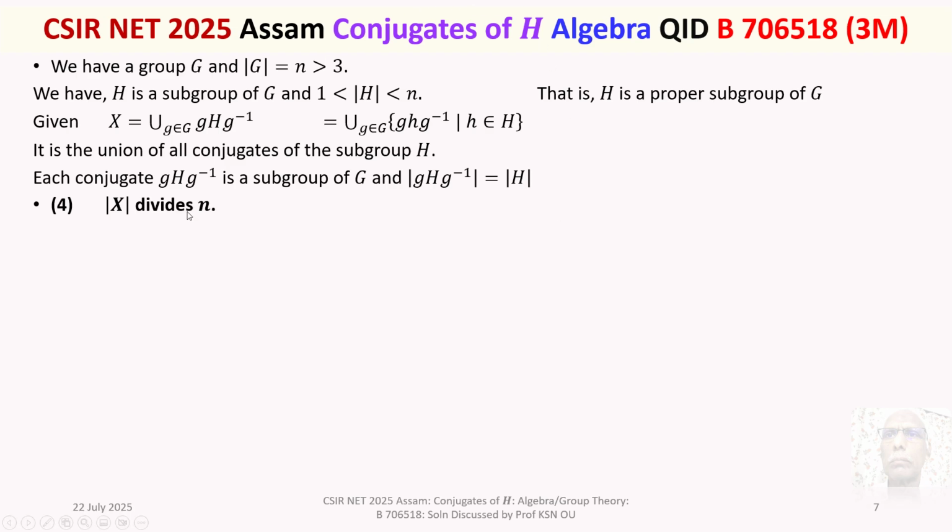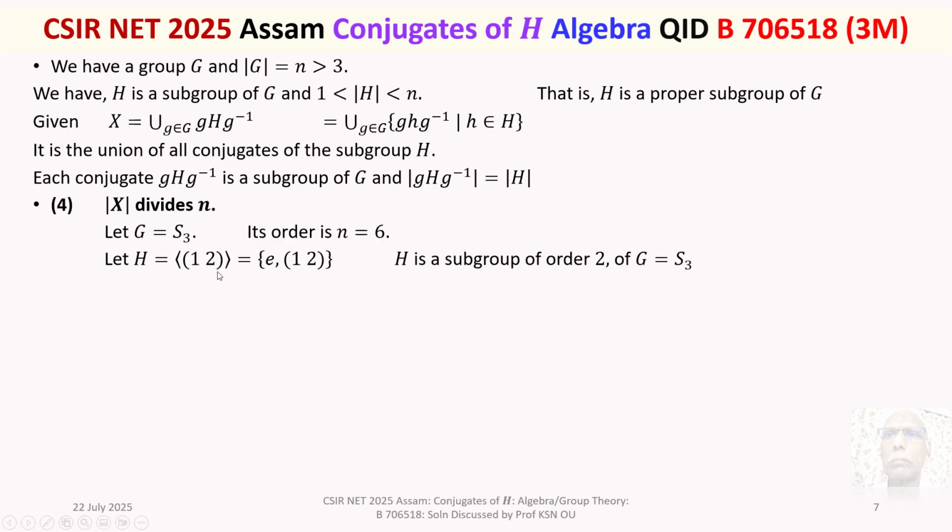Option 4. Order of X divides n. Yeah, we feel this is not true. Go for a counter example. Let G be S3, the symmetric group on 3 letters. Its order n is 6, 3 factorial, that is 6. Let H be the group generated by the transposition (1 2).